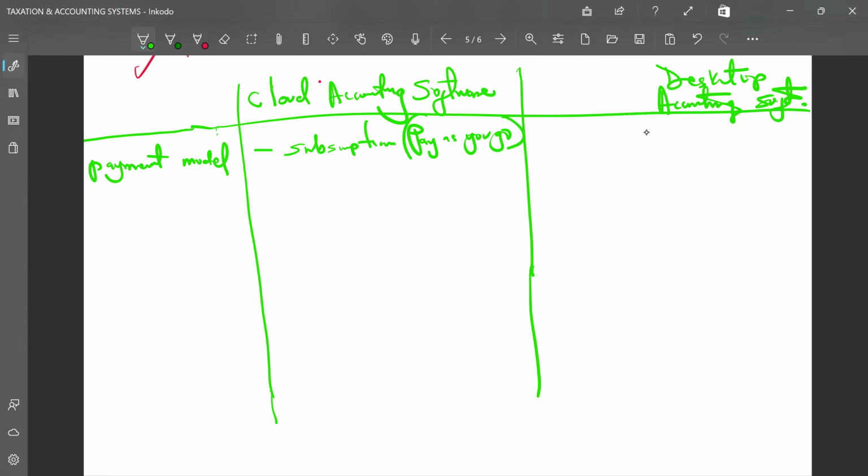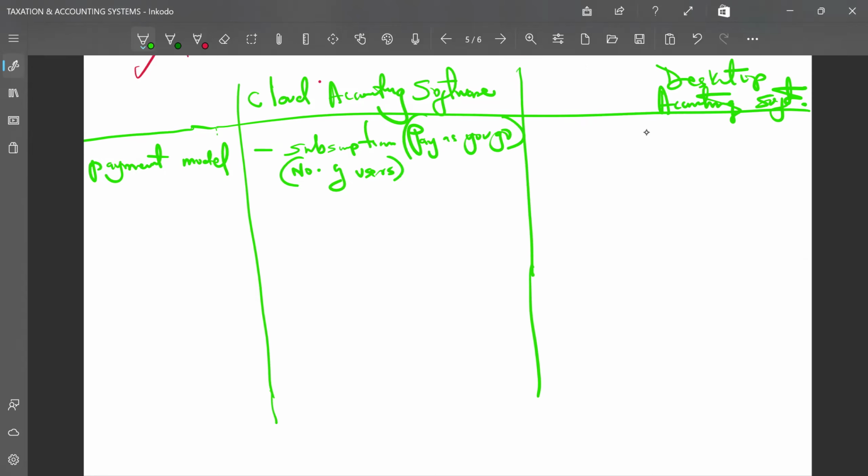So you just subscribe, and the subscription mostly depends on the number of users. It is very flexible. You just tell them that I need a system that can accommodate, for example, 2 users, 10 users, 50 users, 100 users, and then they will invoice you according to your need. Once you pay, it is pay as you go. You pay, you start using the system, right? That is a difference in terms of payment model.